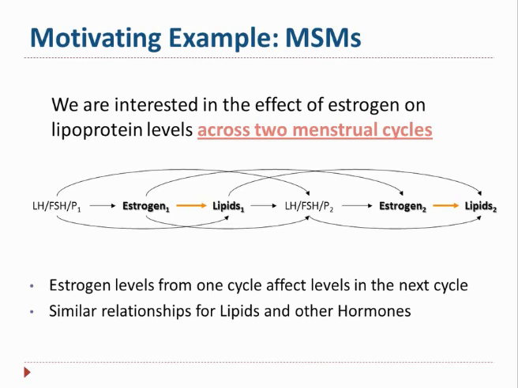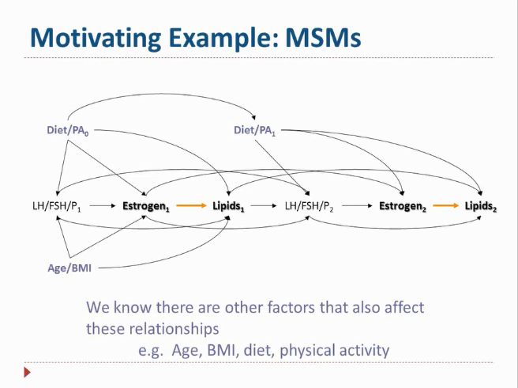But we looked at these across 2 menstrual cycles. So we know that estrogen levels in one cycle, pick the right arrow, are associated with estrogen levels in the next cycle. And your lipid or cholesterol levels in one cycle are related to those in the next cycle, and the hormone levels as well. But we know that there are other factors that affect these relationships. Diet and physical activity affect your hormone levels and your cholesterol levels. And when you draw a DAG, start with what you know. And don't freak out when it starts to get complicated. I think that's the number one rule.